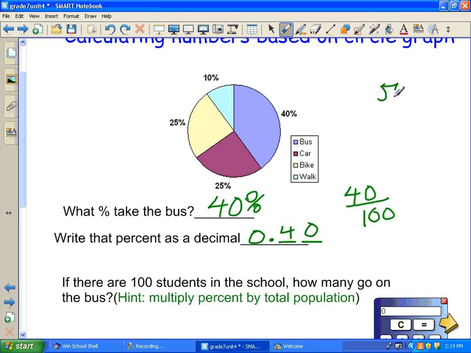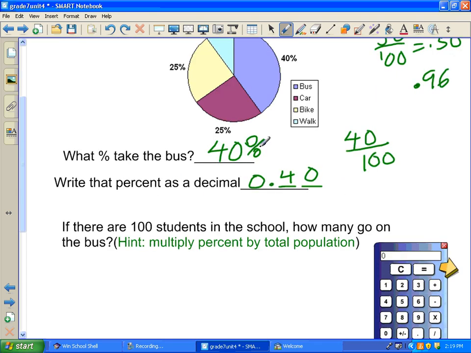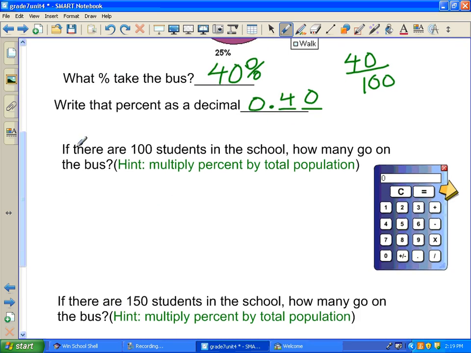If it was 50 out of 100, it should be 0.50. If it was 96%, it would be 0.96. So it's pretty easy to change a percent to a decimal because it's already out of 100. So the question now says, if there are 100 students in the school, how many go on the bus?